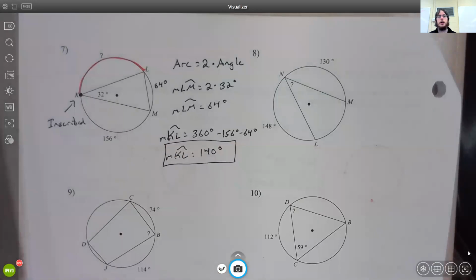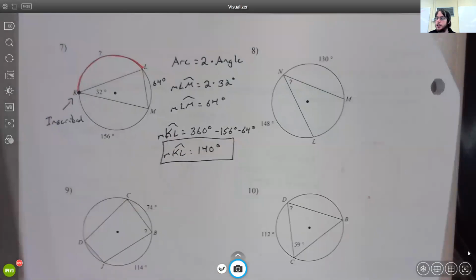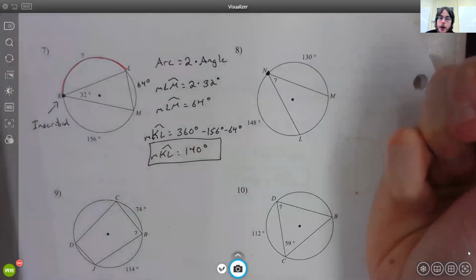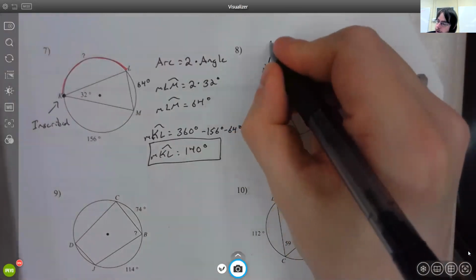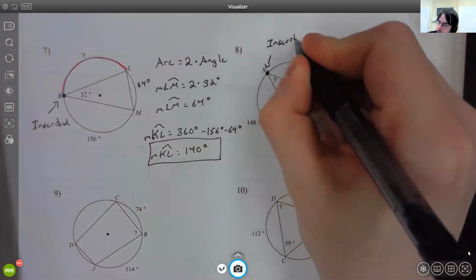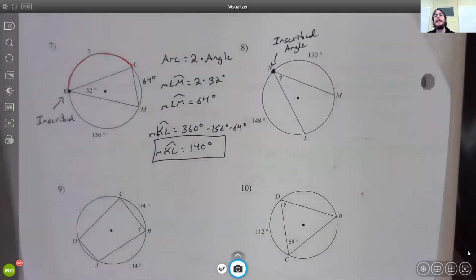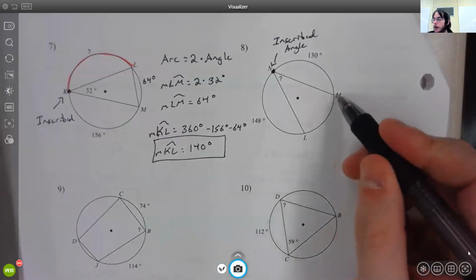All right, number 8. Number 8 wants us to find angle N. Angle N has a vertex that's on the circle, so it's an inscribed angle. When we're looking at an inscribed angle, we need to know what the arc is in order to determine its value in most cases. So let's do just that. We need to find arc LM.